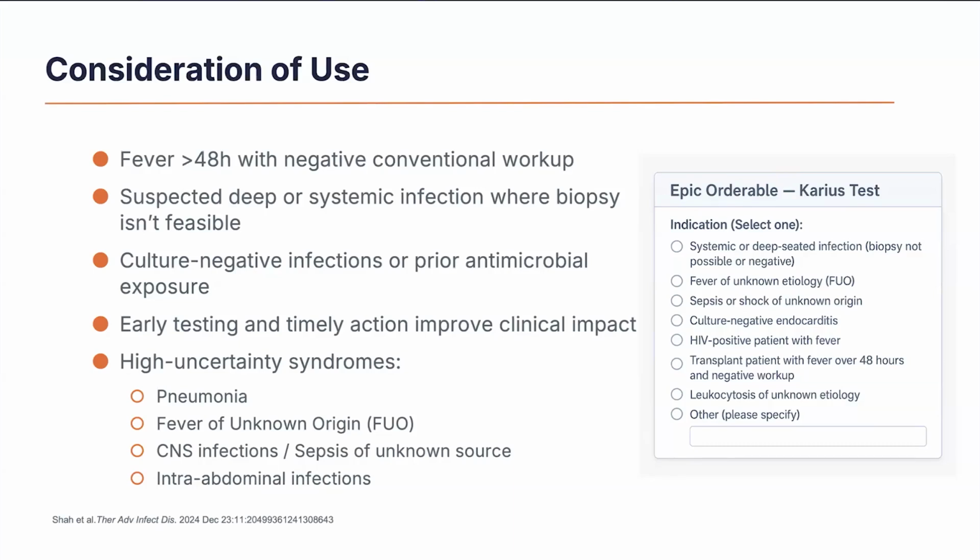Fourth is that timing is of the essence. You want to make an early diagnosis because you want to take an action. So even though you suspect the CMT may be able to find that NTM infection or fungal infection or a bacterial infection, it's just going to take days or weeks to find the answer, and you want a quick answer. And finally, when you have high uncertainty syndromes, for instance, pneumonia, especially invasive fungal infection in immunocompromised patients, FUO, CNS infections where taking biopsy samples is difficult or high risk, and intra-abdominal infections.